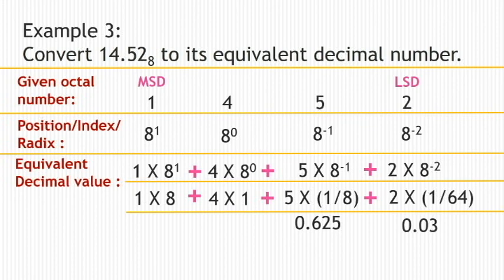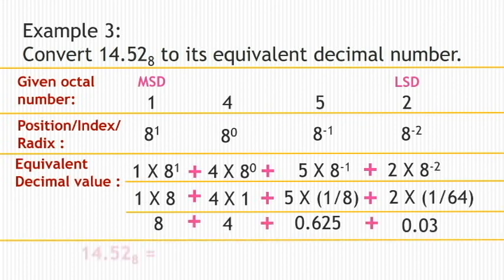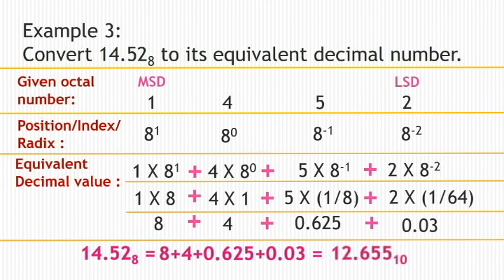4 into 1 is 4. 1 into 8 is 8. So let's add: 14.52 in octal is equivalent to 8 plus 4 plus 0.625 plus 0.03, which is 12.655.